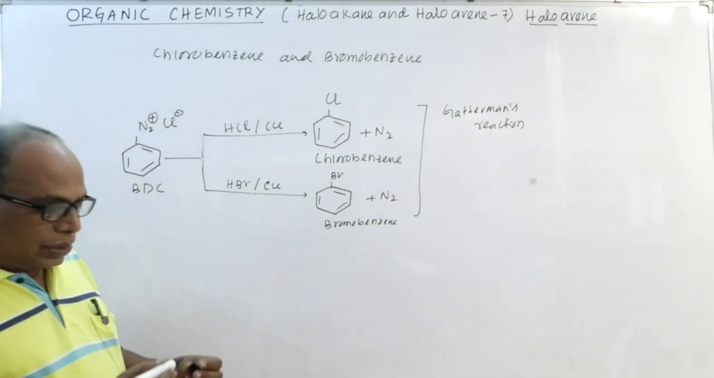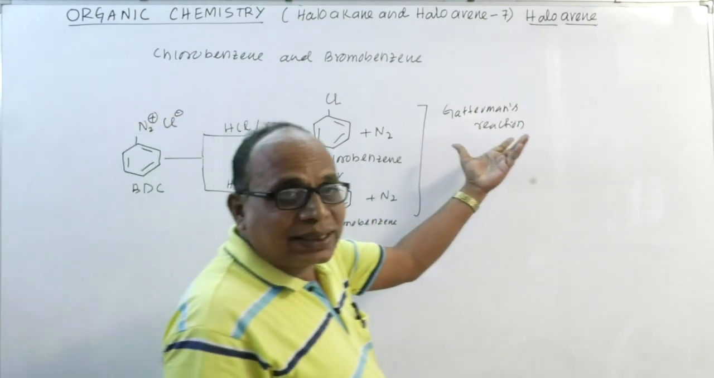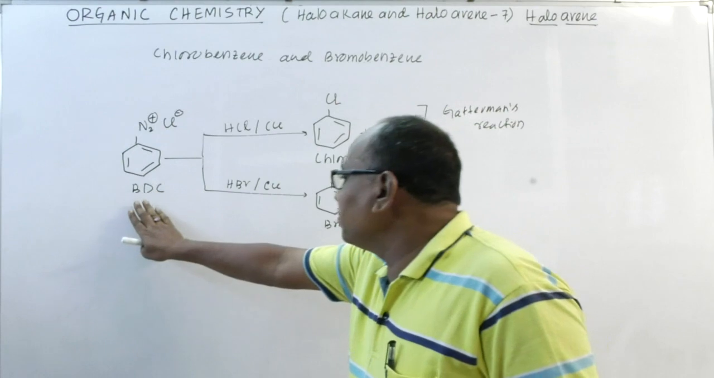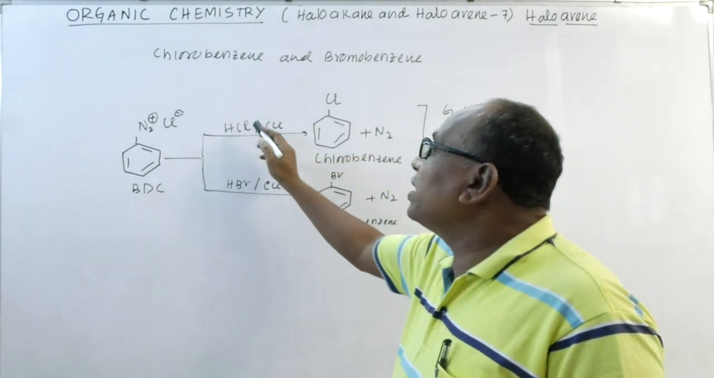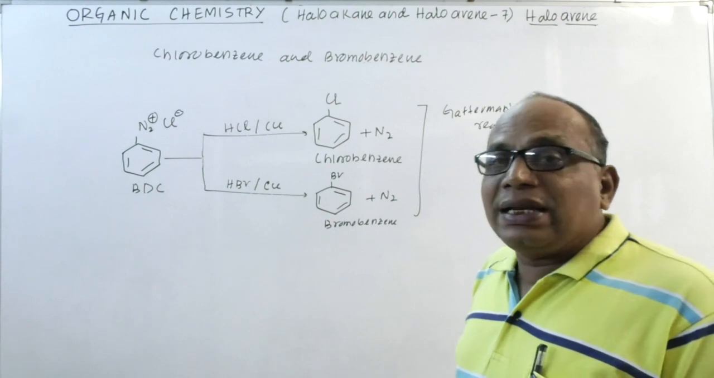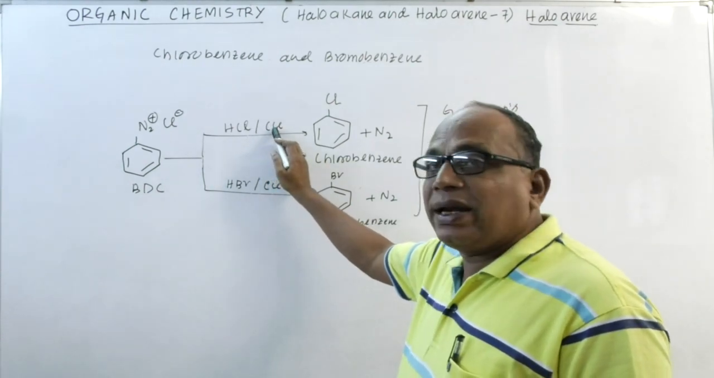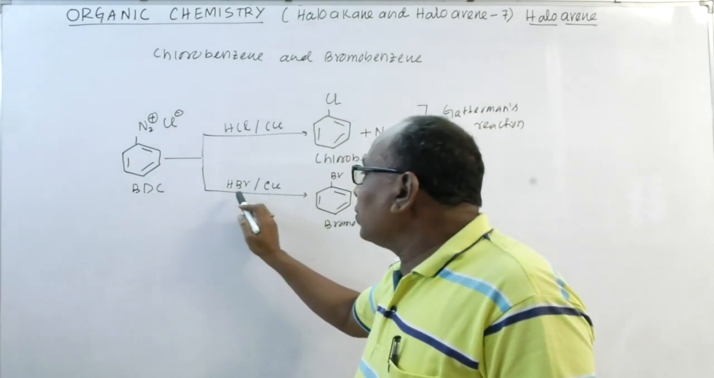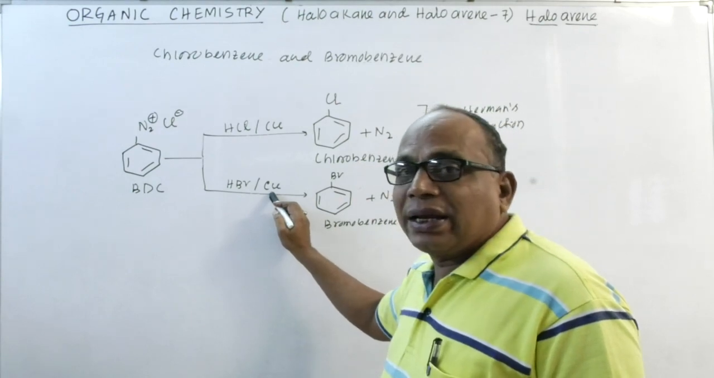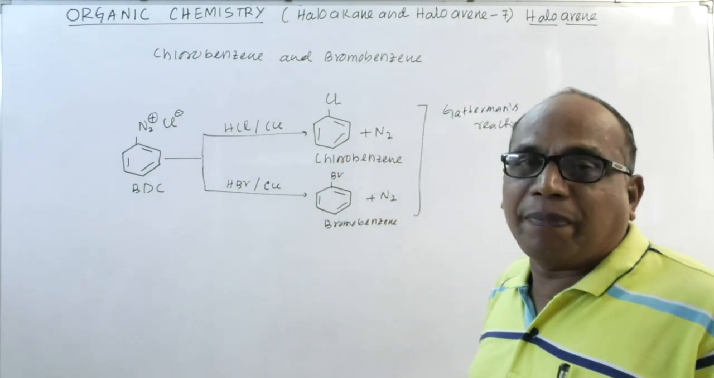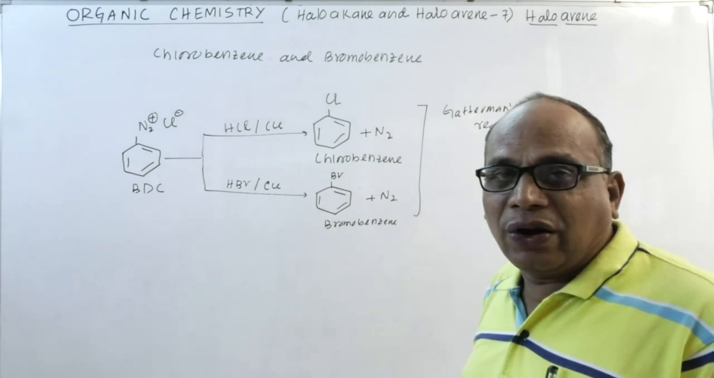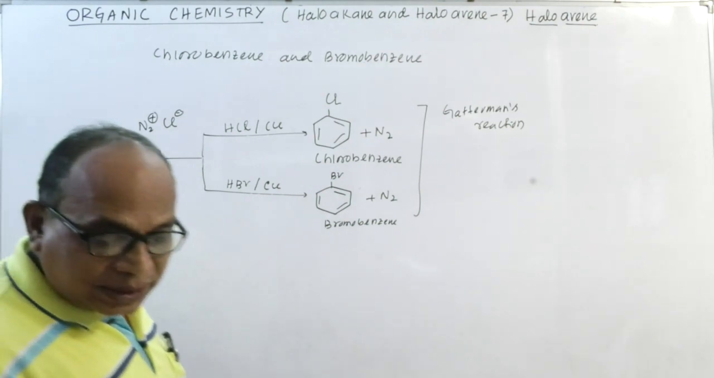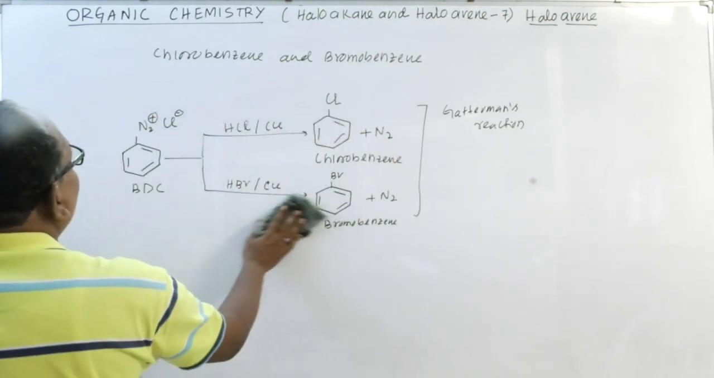Okay, students, what is the difference between Sandmeyer reaction and Gattermann reaction? The starting materials are the same, the product is also the same, only the reagent differs. In Sandmeyer reaction, you are taking cuprous chloride, but in Gattermann reaction, you are taking copper. Here also, HBr, cuprous bromide. In place of cuprous bromide, you will take the copper. Okay, students. Now, this is one of the methods of preparation of chlorobenzene and bromobenzene from benzene diazonium chloride.